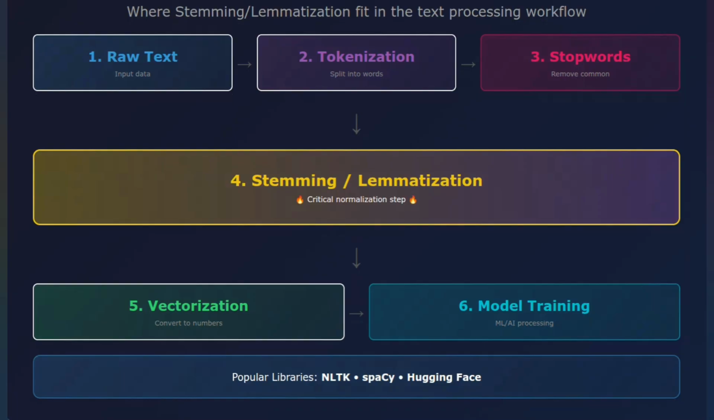After that, you do vectorization, converting words into numbers that machine learning models can understand. Finally, model training, where your ML or AI model actually learns from the data. Libraries like NLTK, spaCy, and Hugging Face make all of this incredibly easy. They have built-in pipelines that handle these steps almost automatically. Understanding this pipeline is crucial because text preprocessing can make or break your NLP model's performance.